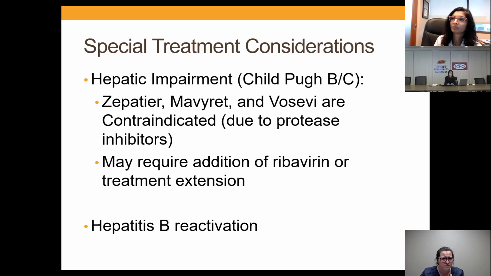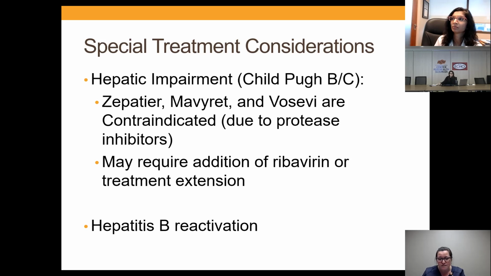Also, patients who have cirrhosis may require the addition of ribavirin or a treatment extension. Right now, I don't think we can get ribavirin. I have not had any luck with that. And so we have been extending treatment for these patients. So instead of 12 weeks of Epclusa, the patient would be on 24 weeks.